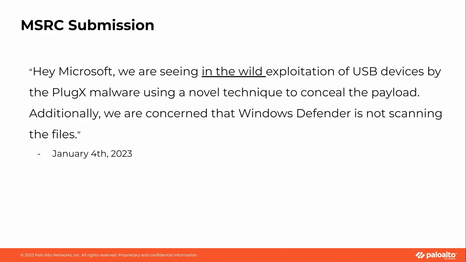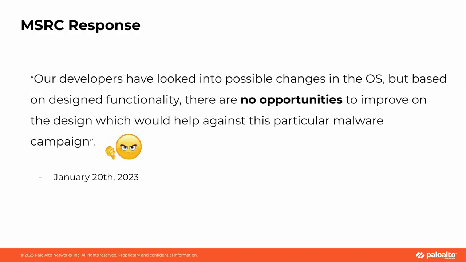I notified them. Palo Alto Networks has a lot of telemetry, so we were seeing active exploitation of this particular technique. So we wanted to make sure Windows could put some protections in place to help the end user. In their response, they looked into it. It took them 2 to 3 weeks to get back to me. There's no opportunities to improve the design. I was kind of bummed. I was just like, okay, I'll go with our team and see what we can do to put protections in place for our customers. But I really felt that Microsoft could do something to detect this, right?